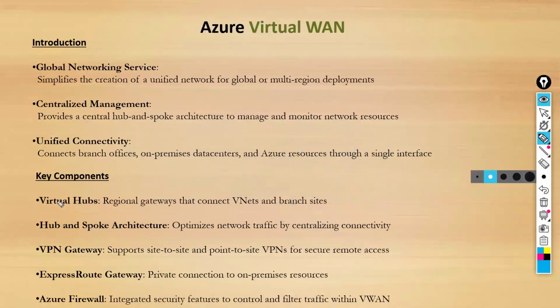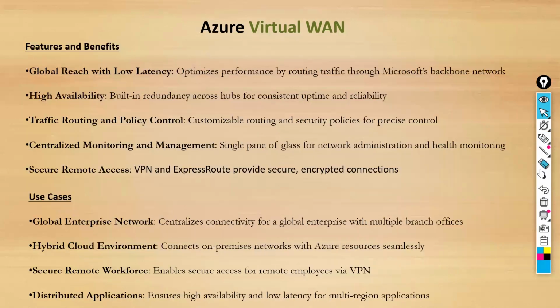But remember a few concepts here. The virtual hub has the VPN gateway, and these are the things you are going to get in your VWAN. Now, the features and benefits which I discussed: you're going to get low latencies, it's highly efficient, you get high availability, you can do traffic management, and you cover remote access using VPN and site to site.